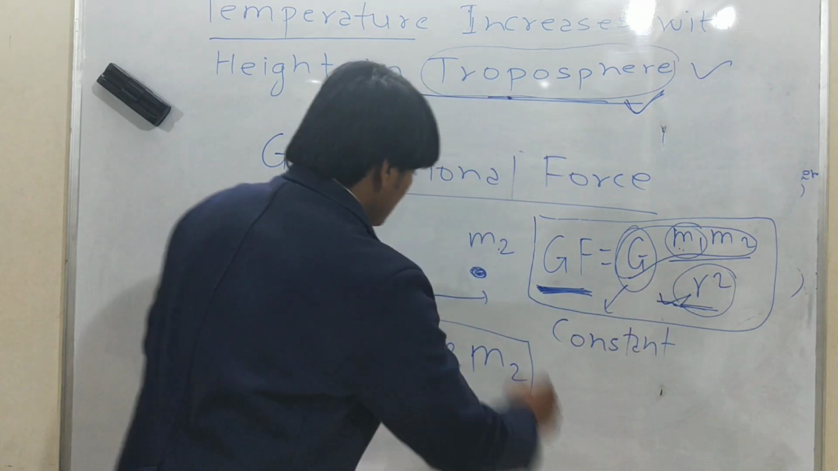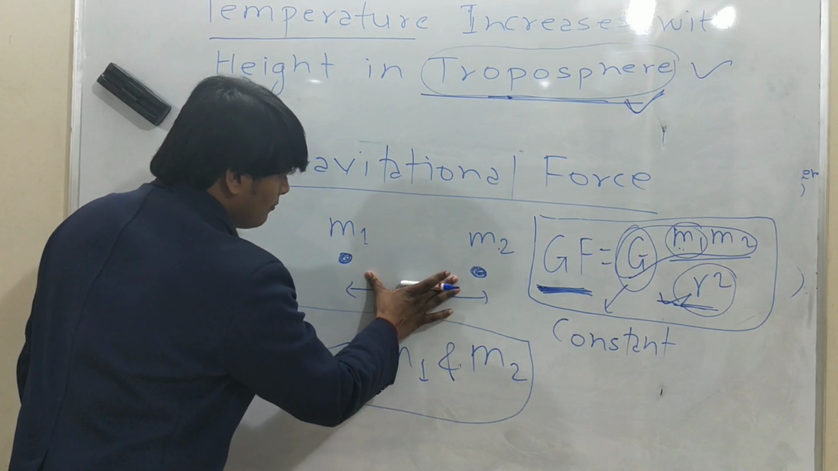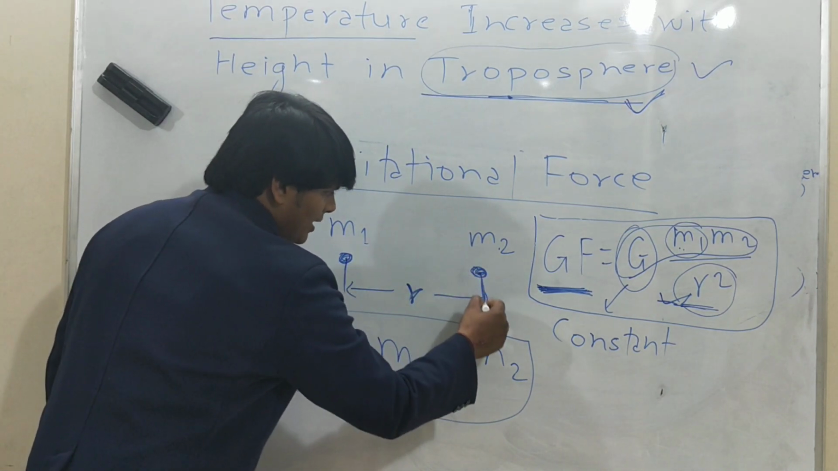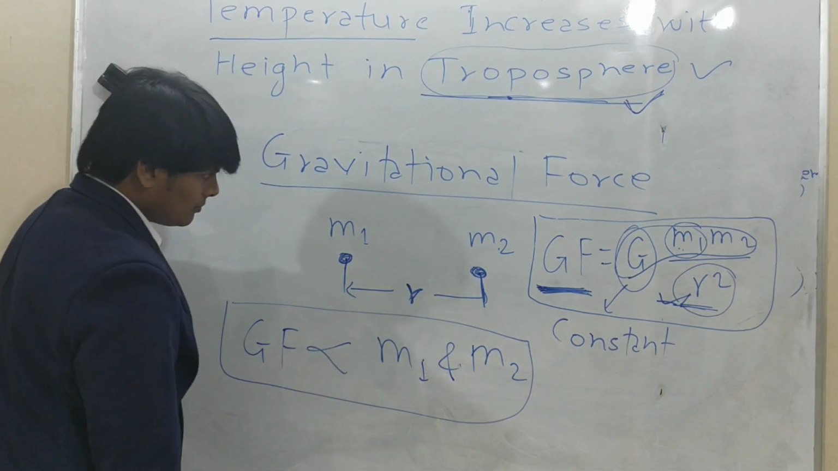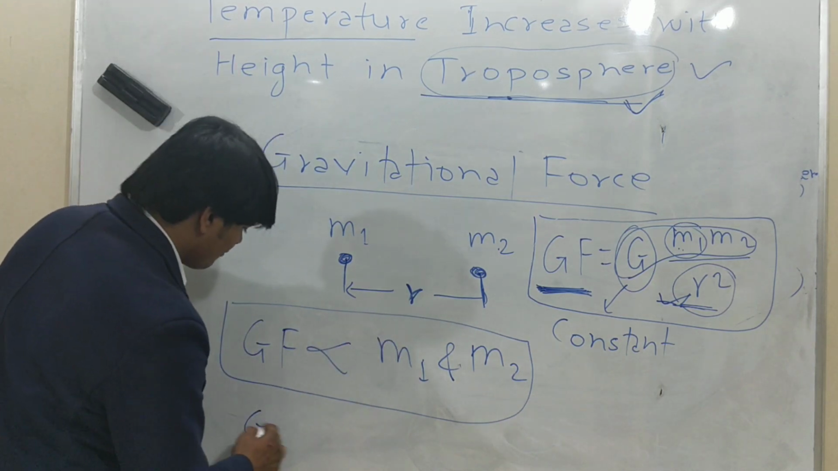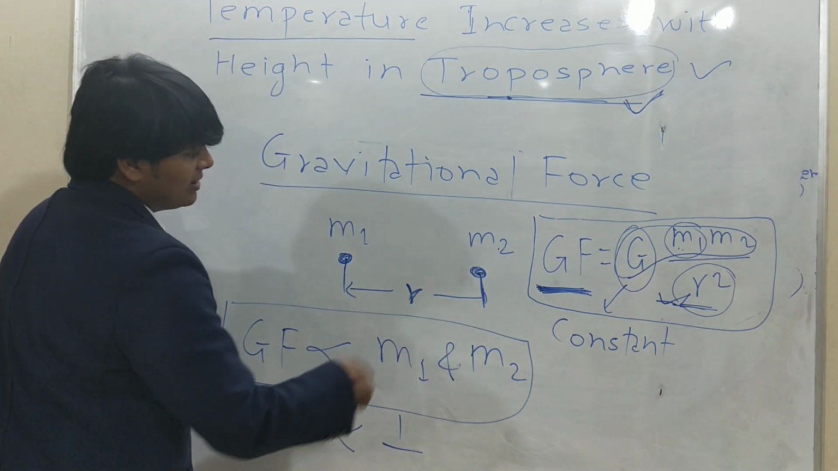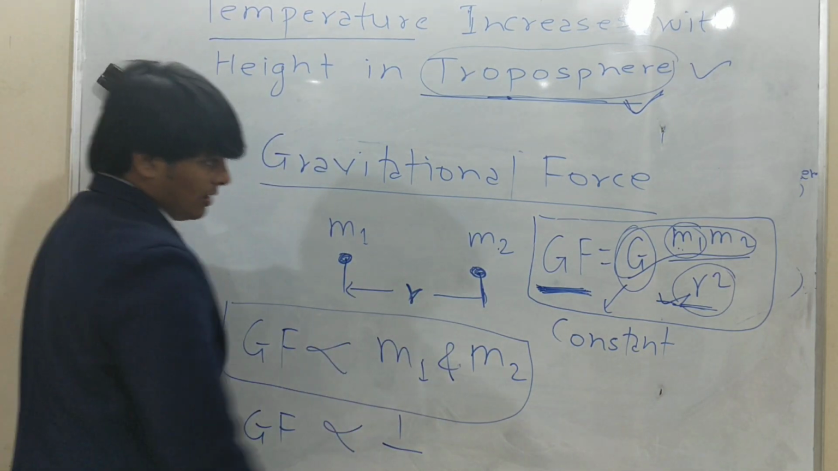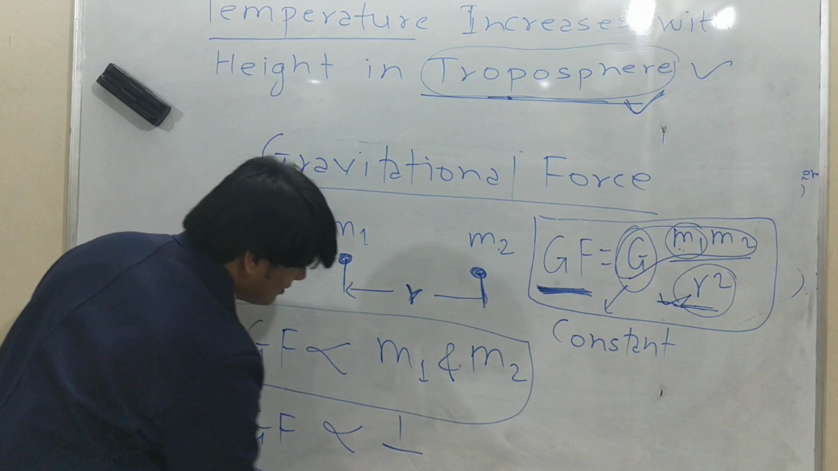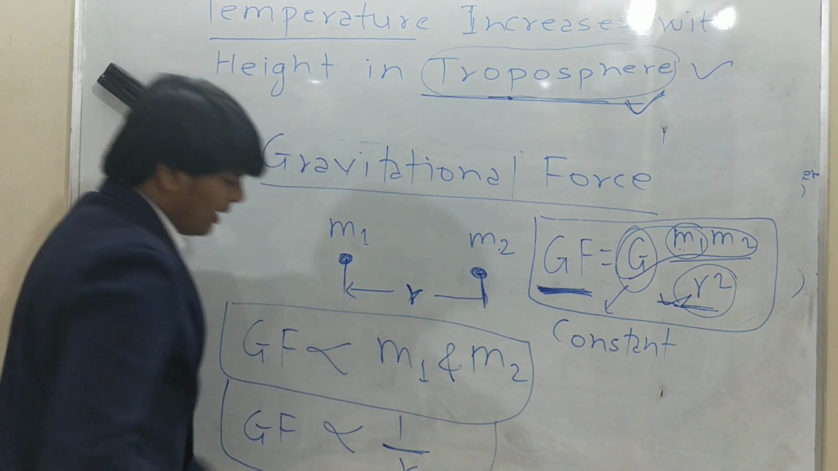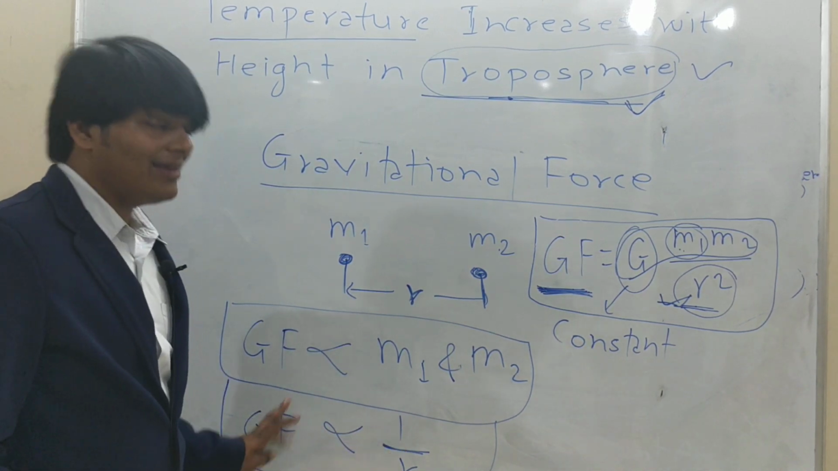So if the distance between both particles increases, from where? This is the distance from the center of the particles. Okay, do not get confused with this. So I am talking about GF having an inverse relation with what? With the distance. If the distance increases, GF will decrease. So that means GF has an inverse relation. It means if the distance increases, GF decreases. If distance decreases, GF increases.